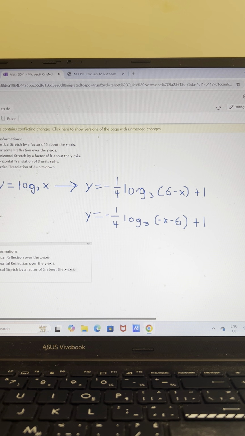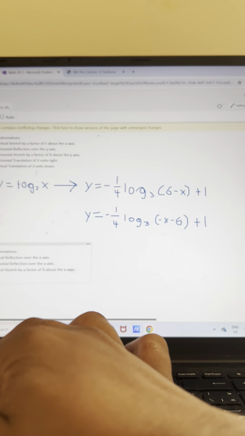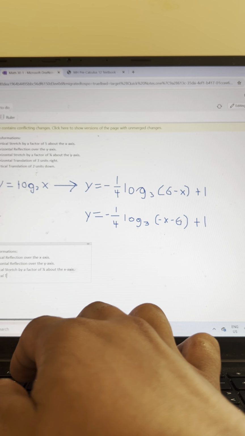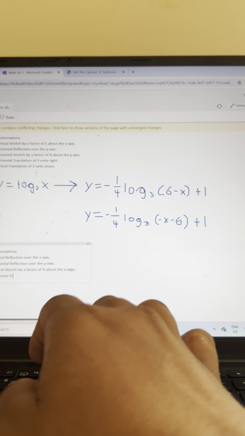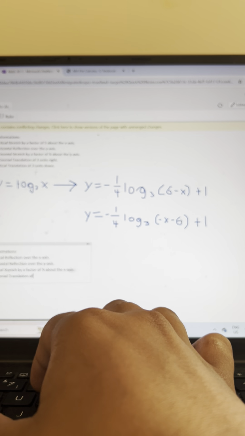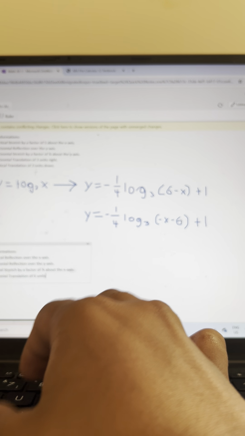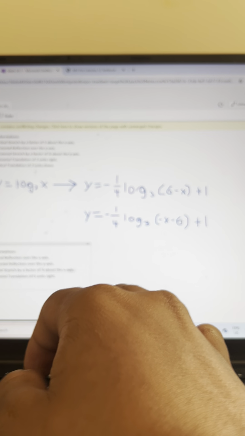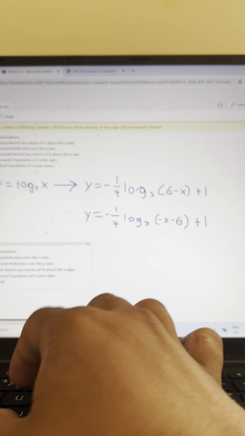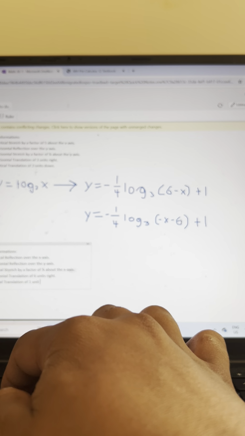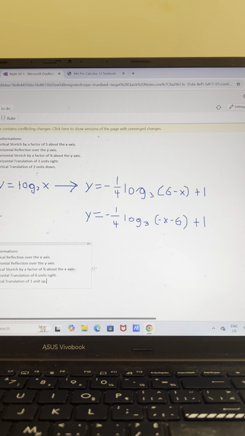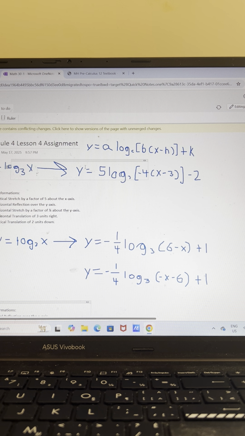Okay. And we also have a vertical translation. No, sorry, a horizontal translation first. We'll just put horizontal translation of 6 units right. And we also have a vertical translation of 1 unit up. We have the transformations for this equation and this, and we explained how we got to here from here. So that concludes our lesson.